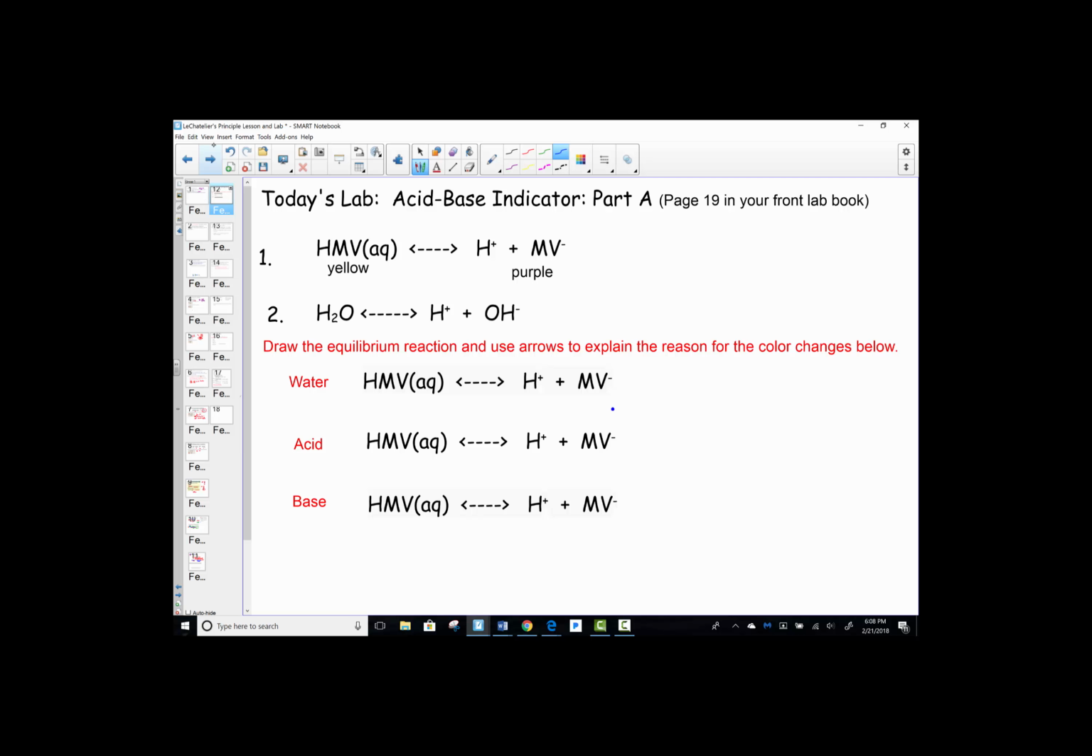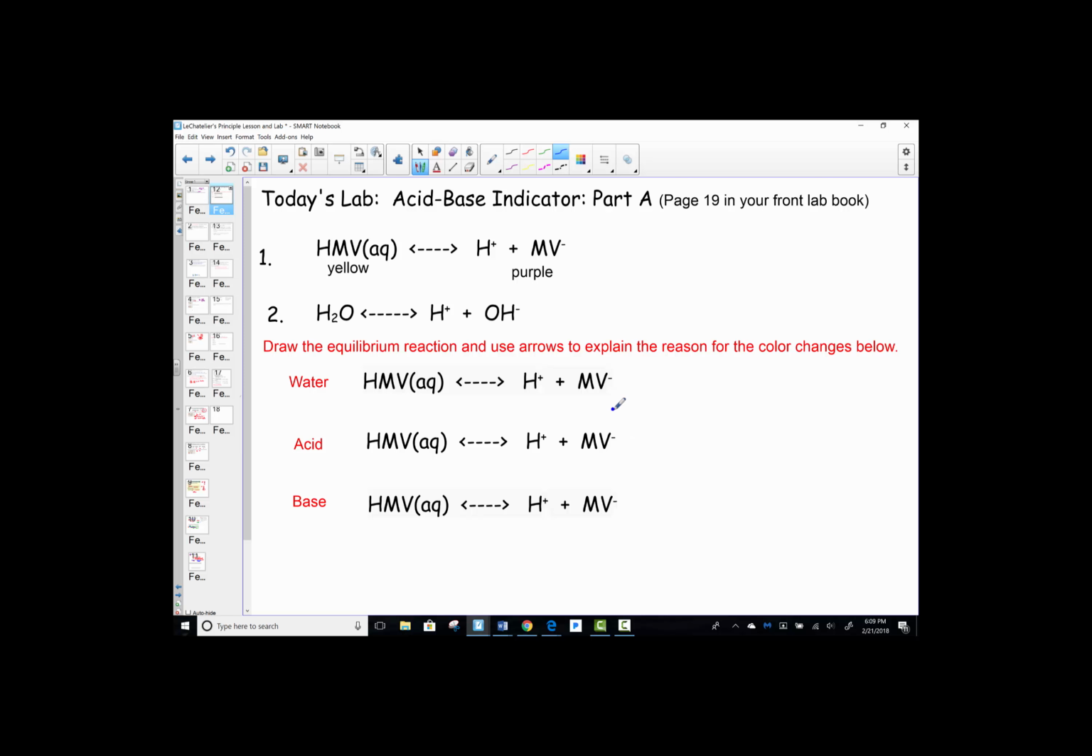So on page 19 it says part A, we're going to be studying the methyl violet acid-base indicator. Now HMV will be the molecular form of our indicator, the protonated methyl violet. So with the hydrogen attached to the methyl violet, we'll see it yellow. When the proton dissociates from the methyl violet, we form aqueous ions. We'll notice that the methyl violet then is purple. And there is an ion in common when water dissociates. When water is placed in, auto-ionization of water forms hydrogen ion and hydroxide ion.